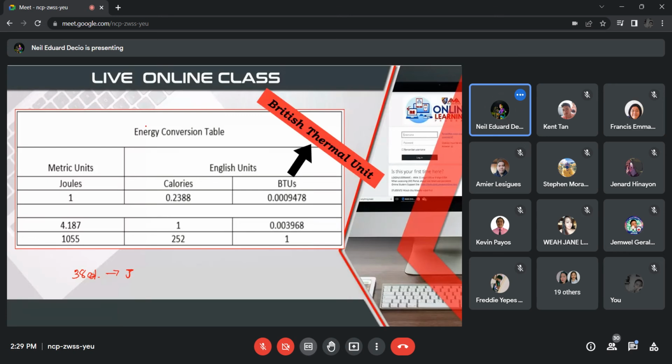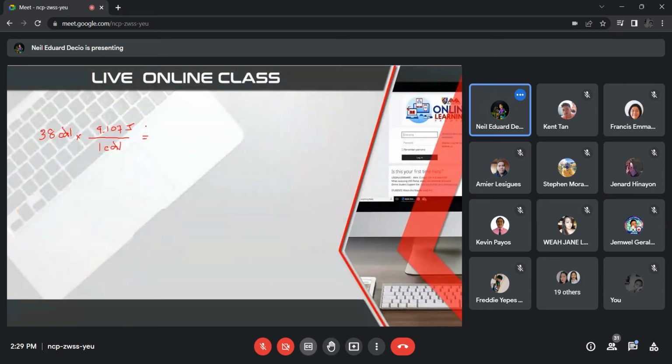Calorie. Okay. So multiply na lang natin, no? 38 multiplied by 4.187. So our answer is 150. According to my computations, it's 156. Saan ba tayo nagkamali?